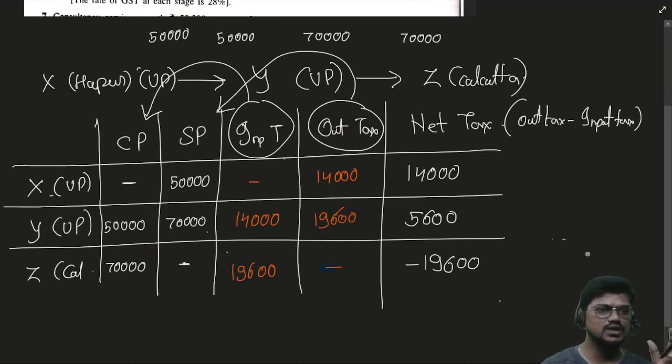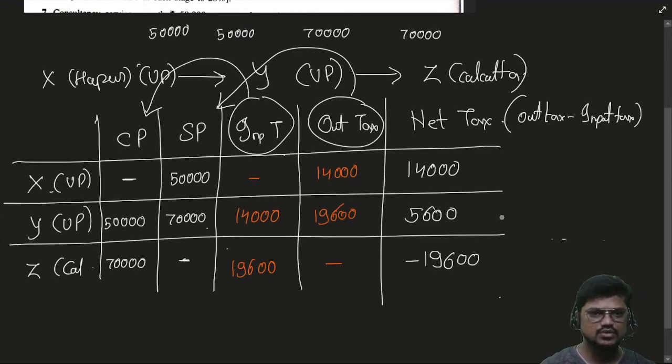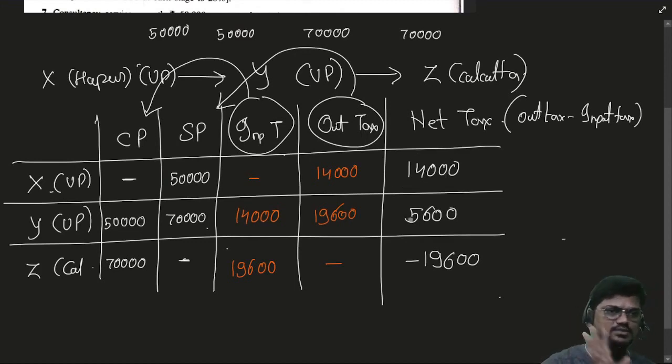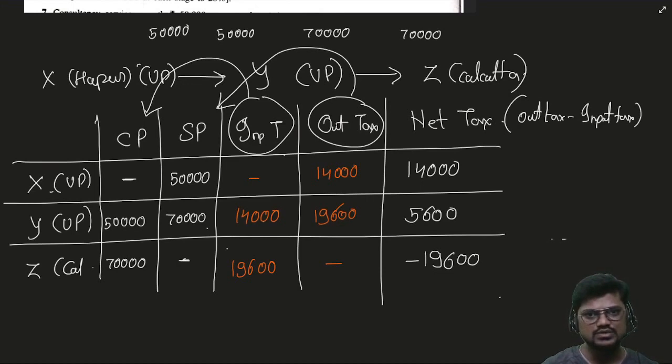Now see, I'll give you the explanation. The net tax over here is 14,000, over here it is 5,600, and over here it is this. I'll give you a small explanation. If you want, you can remember it. Yes, it is fine, Shruti Baliga. This type of question can come.